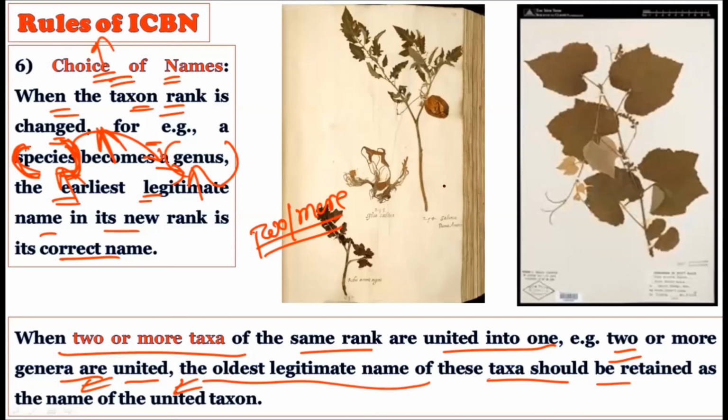So for example, there is an A genus and there is a B genus. When this A genus and B genus are combined together, the name A should be given, because this was the earliest name given to this particular genus. So in this way you can choose the name while classifying the plant or while giving the new ranks, right? So this is all about this topic.